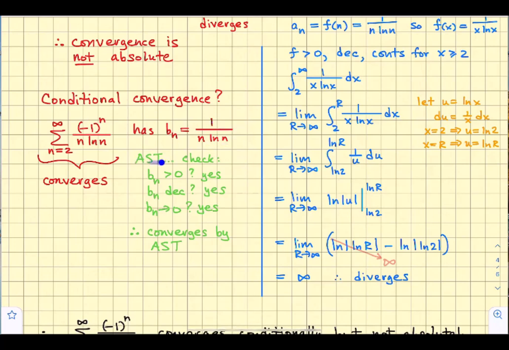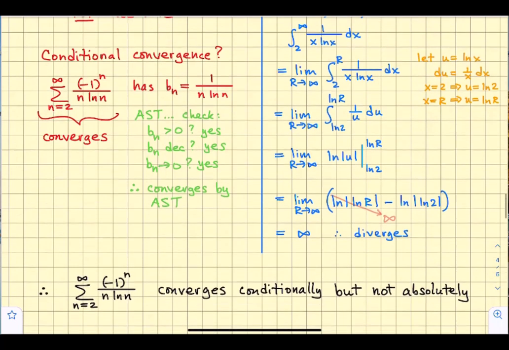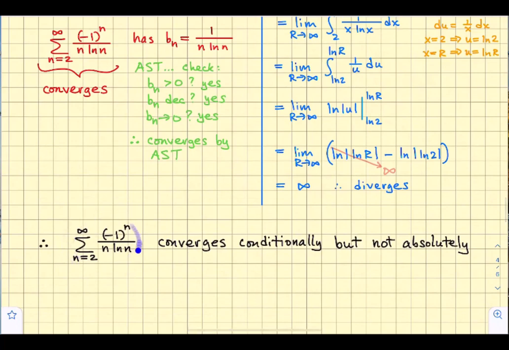So thinking about the alternating series test, let's check. Are the b sub n's positive? Yes, for n greater than or equal to 2. Are the b sub n's decreasing? Yes, because I have a 1 over something that's positive and increasing, so that means the quotient is decreasing. And the b sub n's are also going to 0, again because the denominator is growing ever bigger, and it's a 1 over that, so this is going to 0. So by the alternating series test, this series converges. And so our grand conclusion is that our original series converges conditionally, but not absolutely.